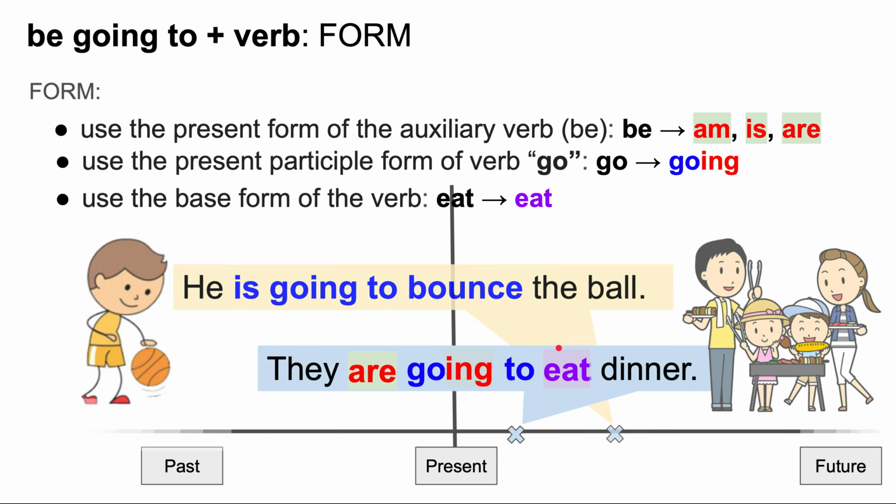Let's look at one more example. He is going to bounce the ball. Okay, the be auxiliary is is, going, and the base form of the verb, bounce, bounce.